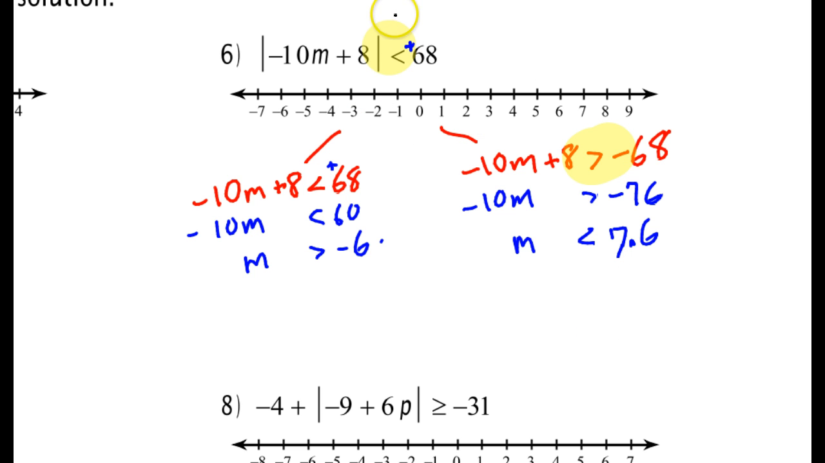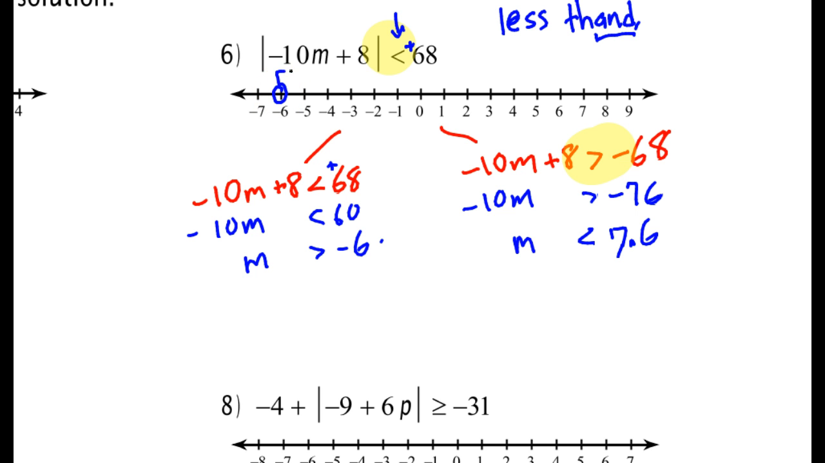Is this an and or an or? And, because less, yeah, remember think less than. Less than, think of a D on the end. Less than is an and. So we're looking for overlap. So do these overlap? Do the answers overlap?